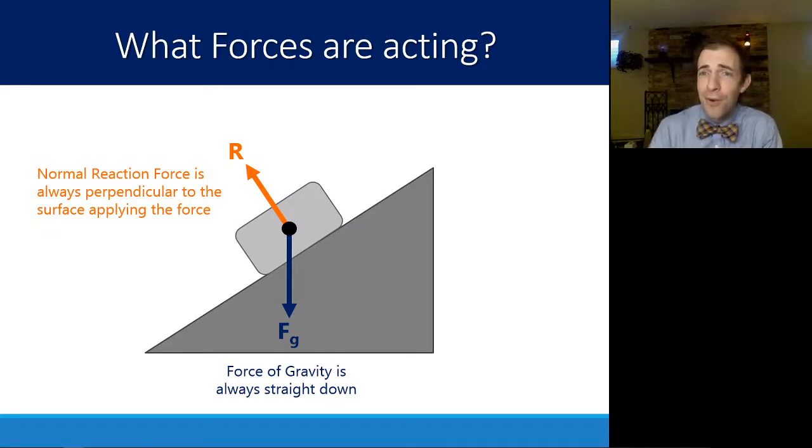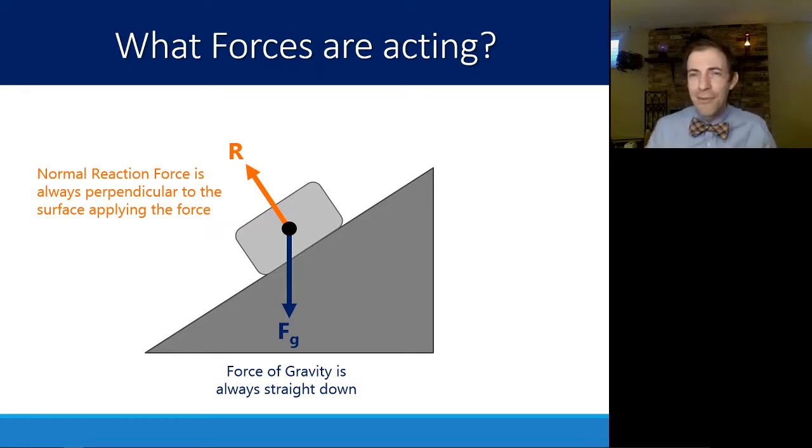And then our last force that we need to really be paying attention to here is the force of friction. Friction will always oppose the motion of the object, which means this object can really only move up or down the ramp. So depending on the motion of the object, our force of friction will either be up or down, and it'll just oppose that.